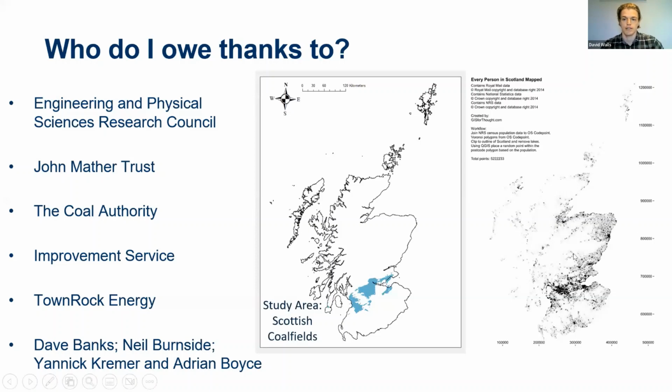Just to give some context, we're staying in Scotland for this one. We are looking at the Scottish coalfields overall, which are highlighted in blue. Change that to laser, sorry. And you can see without any GIS analysis, overlap is with the main population densities in Scotland.